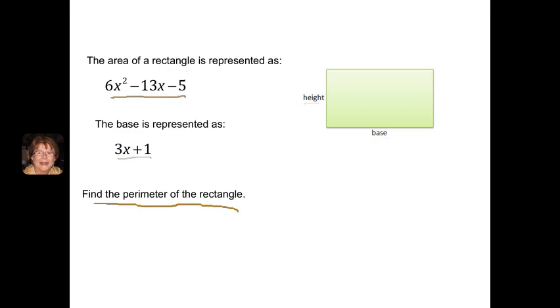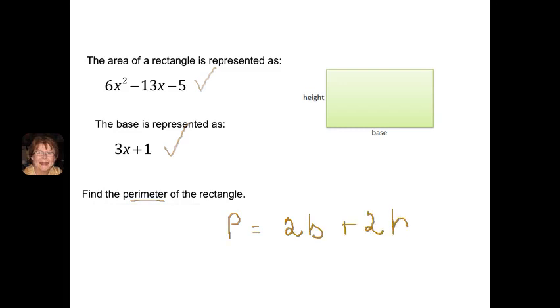So we always look at what we know, and we always look at what we need to know. We know the area, we know the base. If we're looking for the perimeter, we've got to remember that perimeter is equal to twice the measure of the base plus twice the measure of the height. I have the measure of the base, but I need the height. Let's look at what we can do.